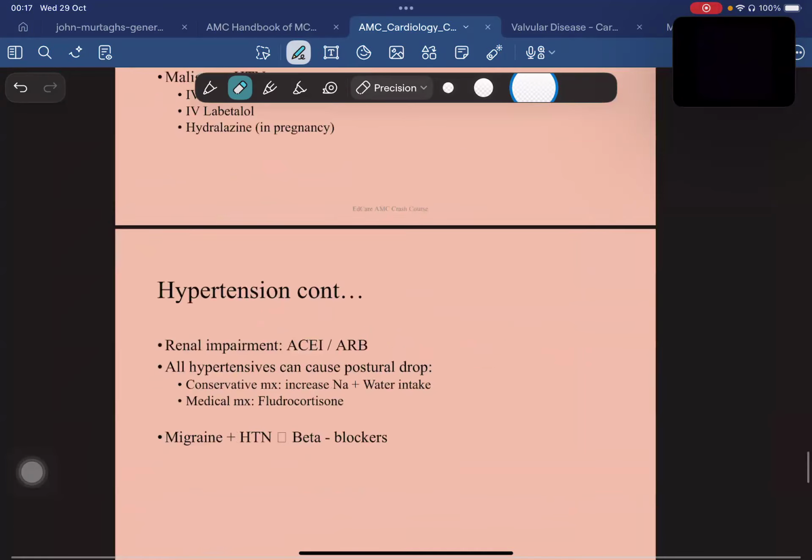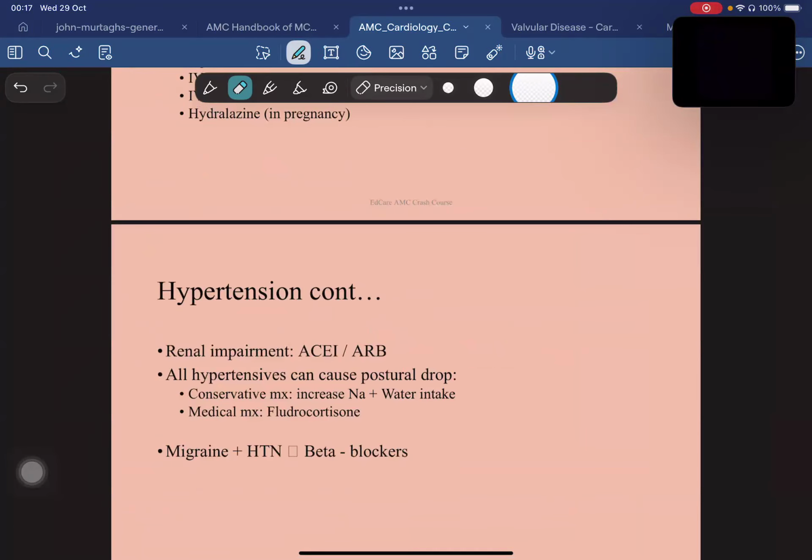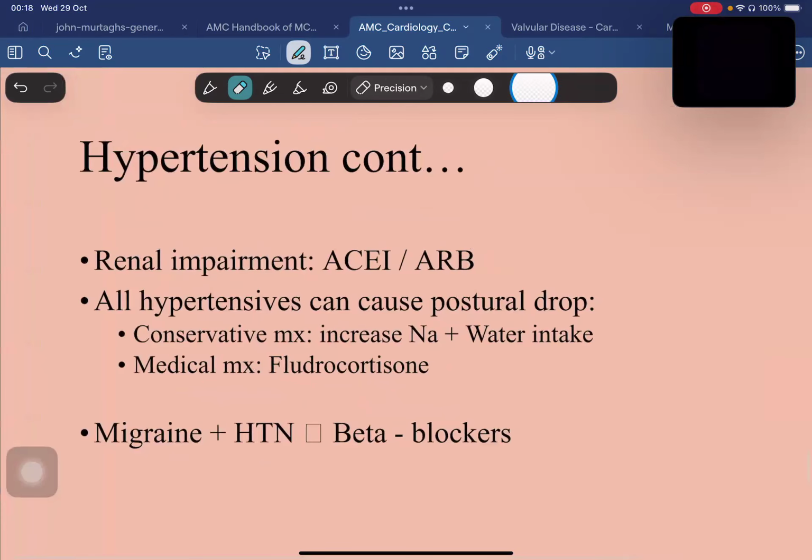And then these are the little things that you have to remember, rather than remembering so much, all the classifications, degree one, degree two, more than that. These little points are golden. So try to remember them. Again, for renal impairment, we could give ACE inhibitors or angiotensin receptor blockers.